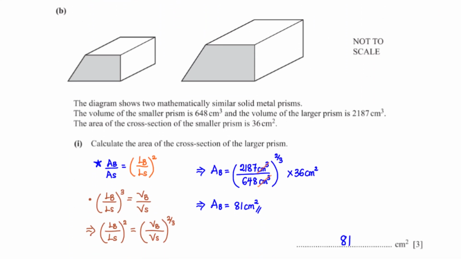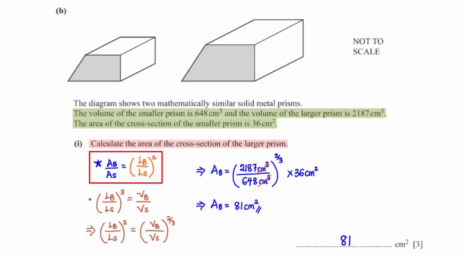The diagram shows two mathematically similar solid metal prisms. The volume of the smaller prism is 648 centimeters cubed and the volume of the larger prism is 2187 centimeters cubed. The area of the cross-section of the smaller prism is 36 centimeters squared. Calculate the area of the cross-section of the larger prism.